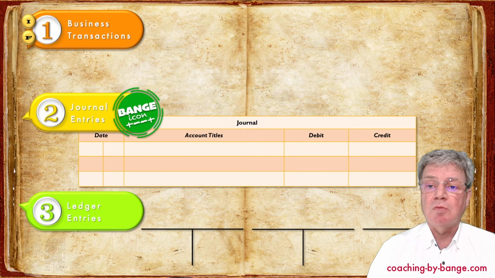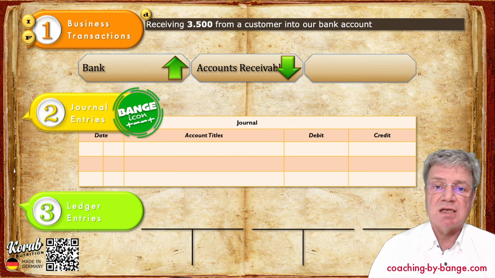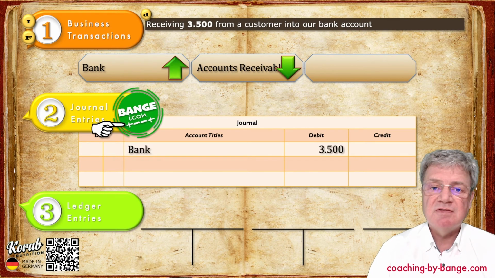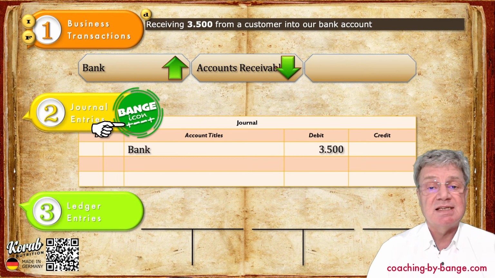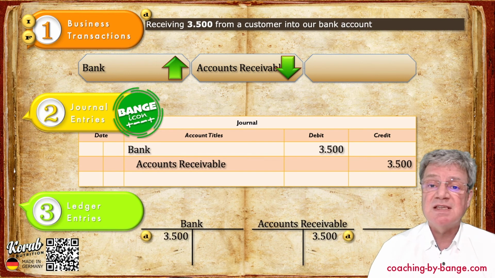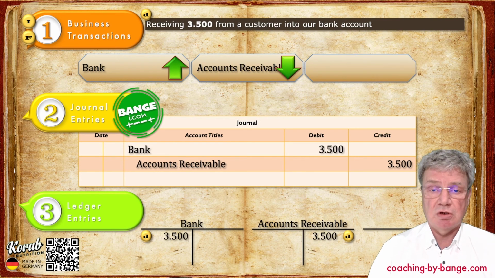Next account, what titles do we have? Well, bank and accounts receivable. So bank is increasing, accounts receivable is decreasing. Again, you can see bank is an asset increasing, so we will debit it. And accounts receivable is also an asset. It is decreasing, so we have to credit it. So you can see it can also be two accounts of the same side in the balance sheet. Then we transfer it also into the T accounts and so on, so on.